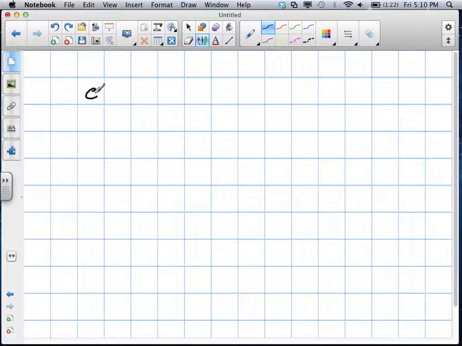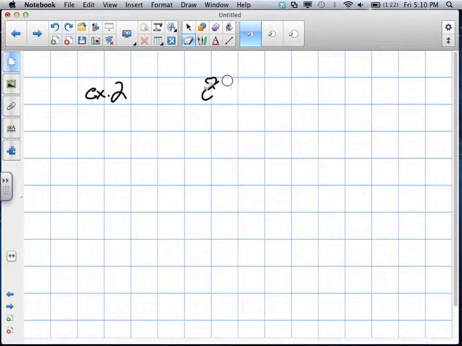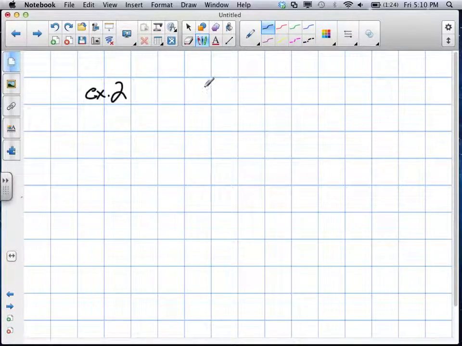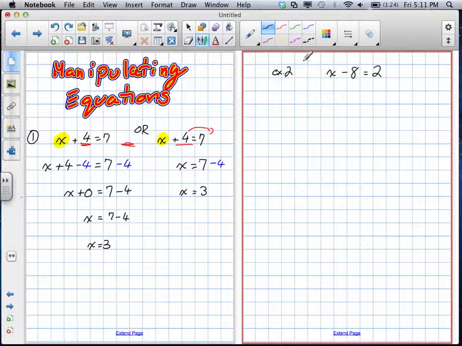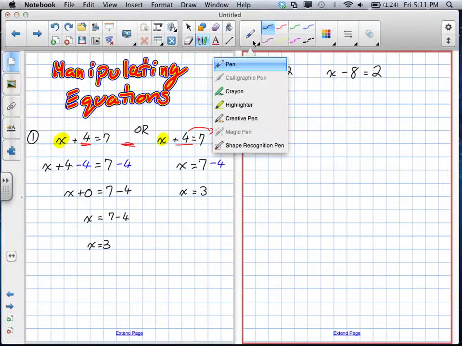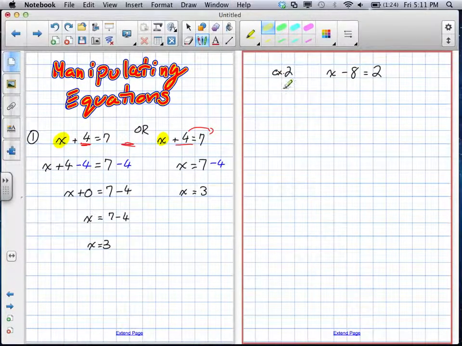What if we had another example, and it said 8 minus x. Actually, let's do it the other way. x minus 8 equals 2. You try to walk me through this, and we'll bring up the other page so you can see what we did. I've got to get what by itself? x. I want to get x by itself.